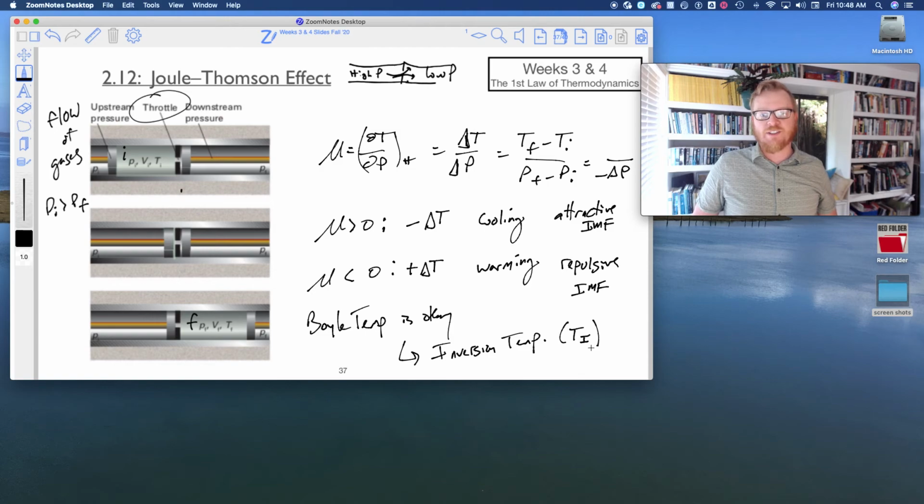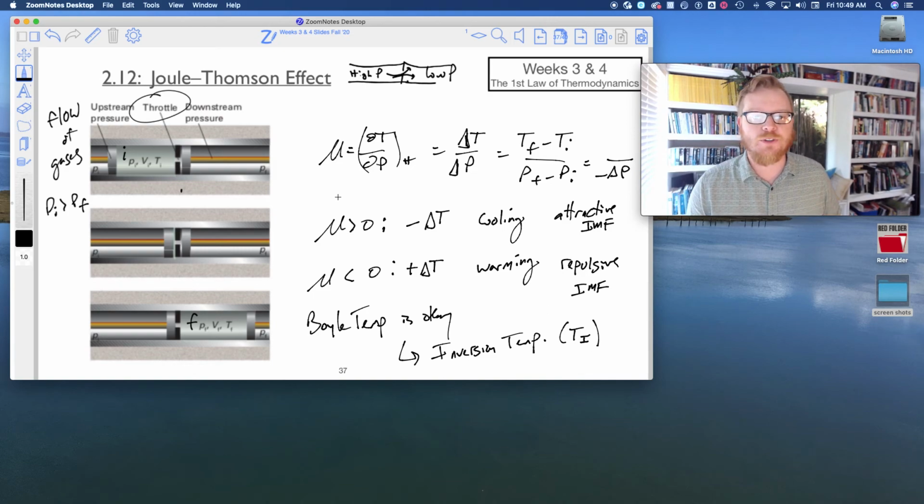Okay? So for example, most gases, if not all gases, at room temperature cool upon expansion. The only ones that don't are helium and hydrogen. Helium and hydrogen warm upon expansion at room temperature, but just barely. As it turns out, helium and hydrogen are very difficult to measure undergoing a Joule-Thomson effect because they're practically ideal over most conditions. However, molecules like carbon dioxide have humongous Joule-Thomson coefficients.